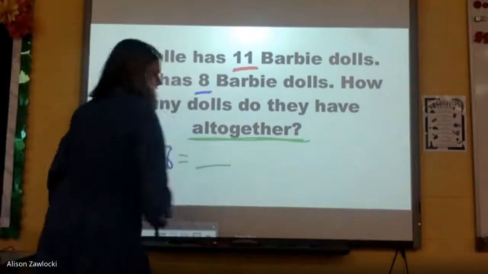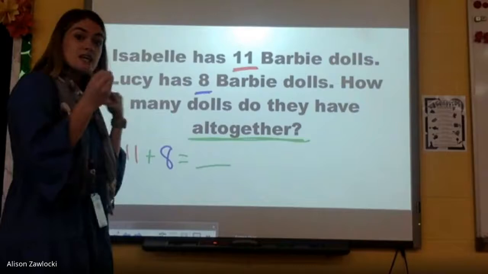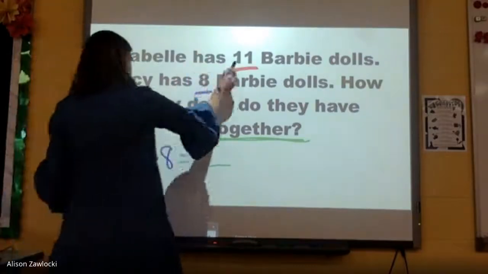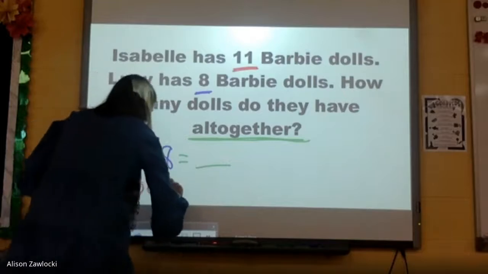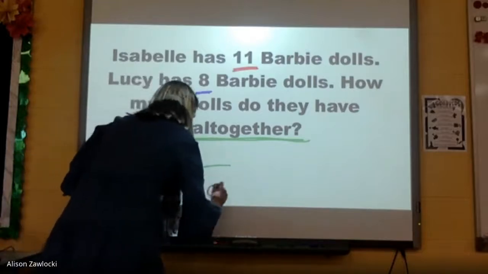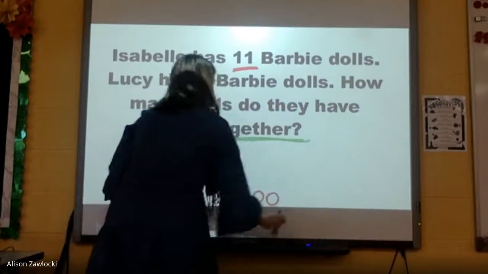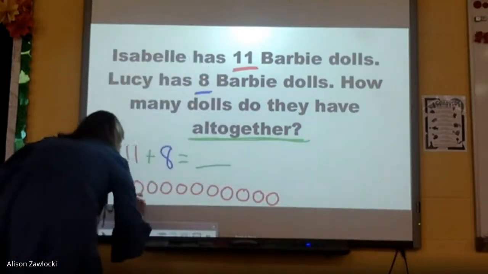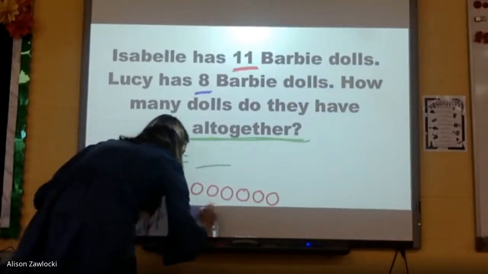And I'm going to use a different color so my brain can tell the different numbers I'm drawing. So let's start by drawing 11 circles. 1, 2, 3, 4, 5, 6, 7, 8, 9, 10, 11. Now let's draw 8 circles. 1, 2, 3, 4, 5, 6, 7, 8.